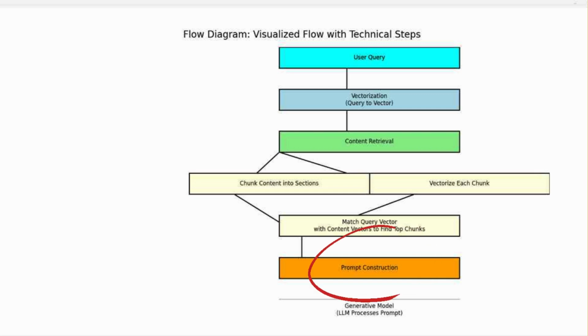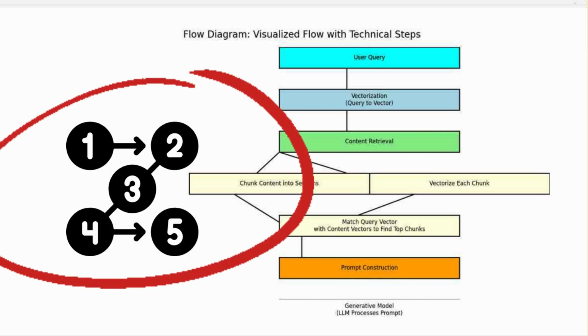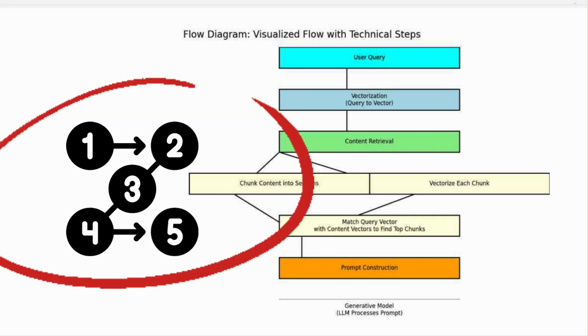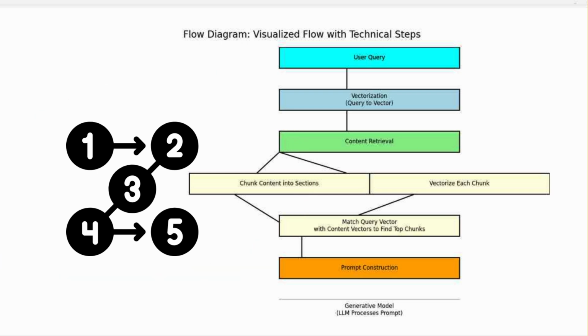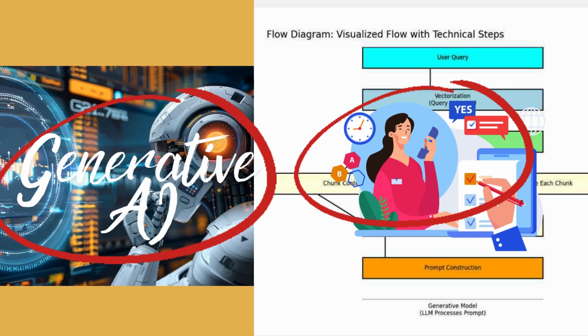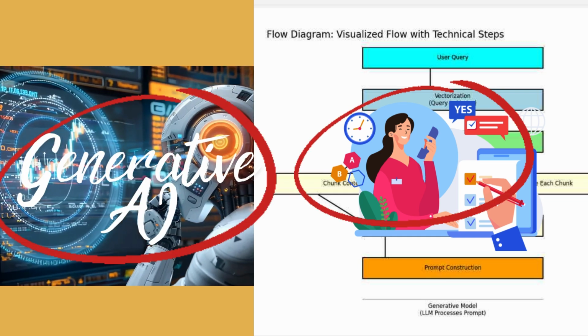The generative model, often referred to as the LLM, processes this prompt. The LLM synthesizes all the information and generates a meaningful response. Finally, we reach the response output, which is delivered to the user. This flow illustrates how each technical step works in sequence to transform a simple user query into a rich, informed response, using the power of retrieval and generative AI. This is the end of the pipeline, and the response to the user query is shown as response to user.